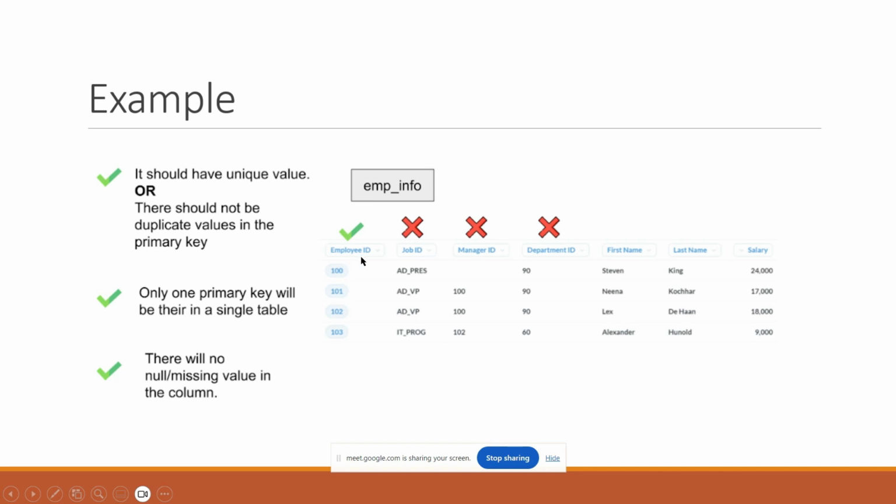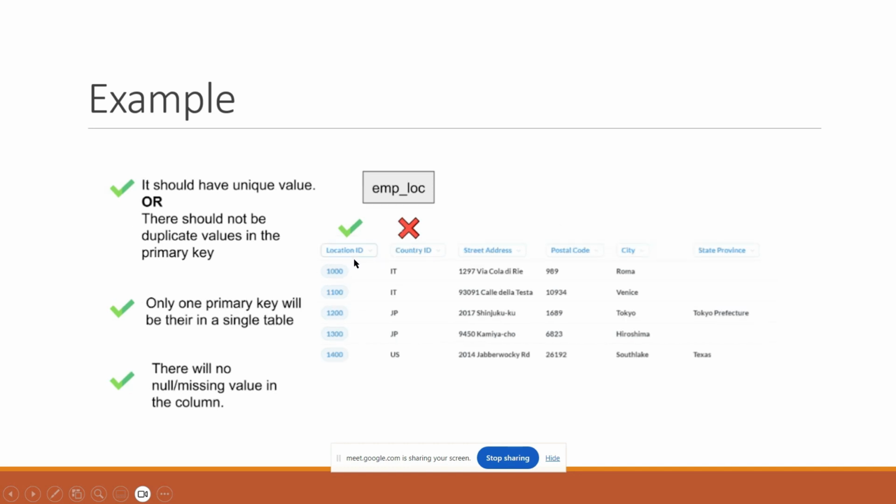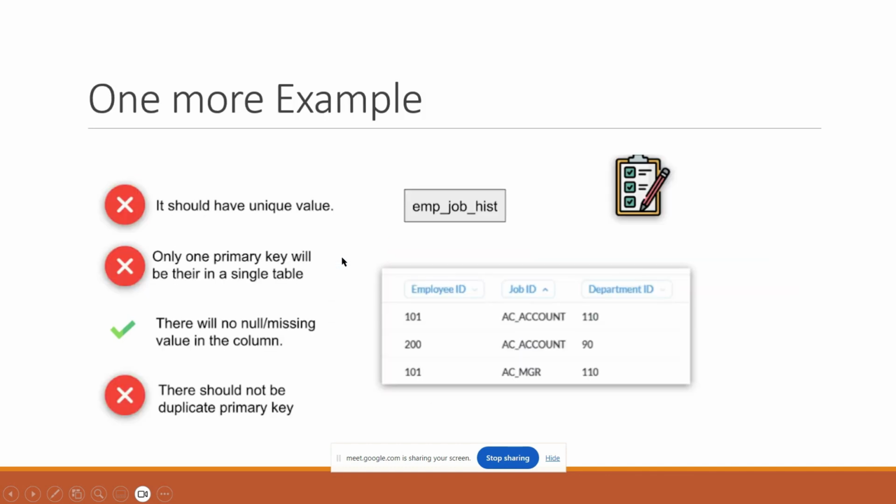So here only the employee ID has unique values and no null values. So we will consider employee ID as the primary key here. Okay, now another example. Here again you can see that this is a string, so we will not consider it as a primary key. And second, duplication is also present, so only the location ID will be considered as the primary key here, as there is no null value, no duplication, and it is unique. So in this table we can consider location ID as the primary key.